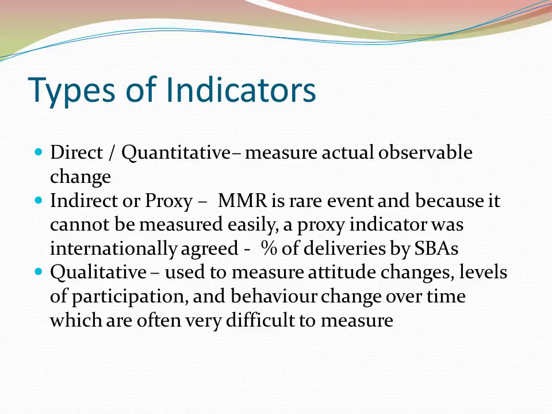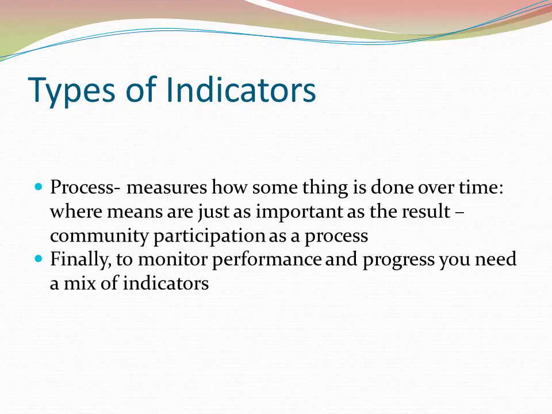There are qualitative indicators, which are used to measure attitude changes, levels of participation and behaviour change over time. Now, these are often very difficult to measure, but that doesn't mean we don't measure them. We then have process, which is measuring something done over time, such as community participation, some forms of activities that you want to see numbers increasing. Finally, when you're defining indicators for your log frame, we need a mix of indicators, some qualitative, some quantitative, some process, so that we have a good mix of indicators on the log frame.